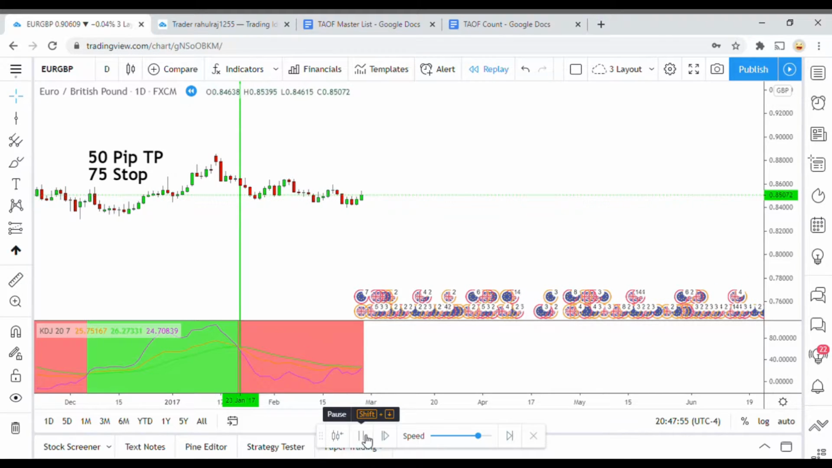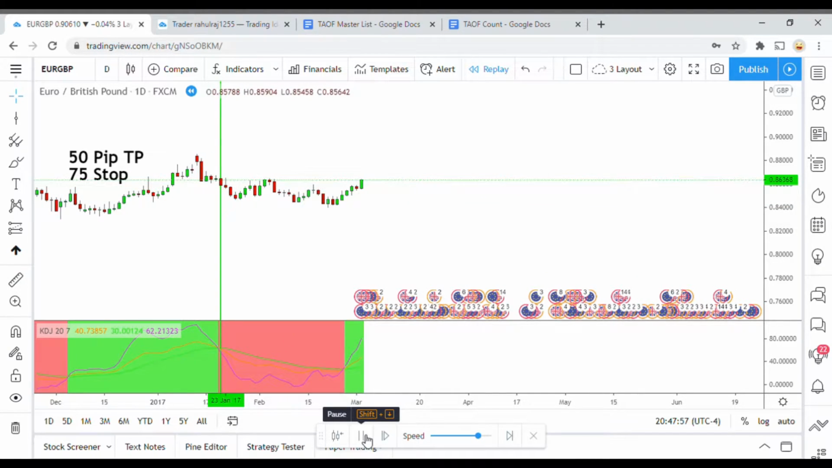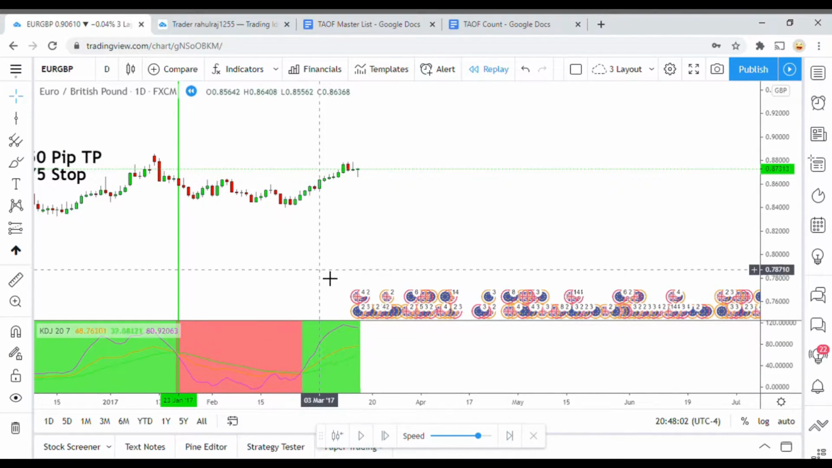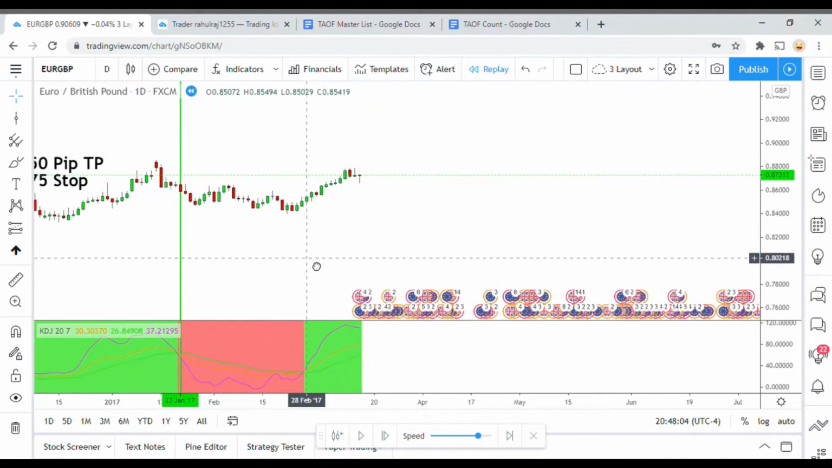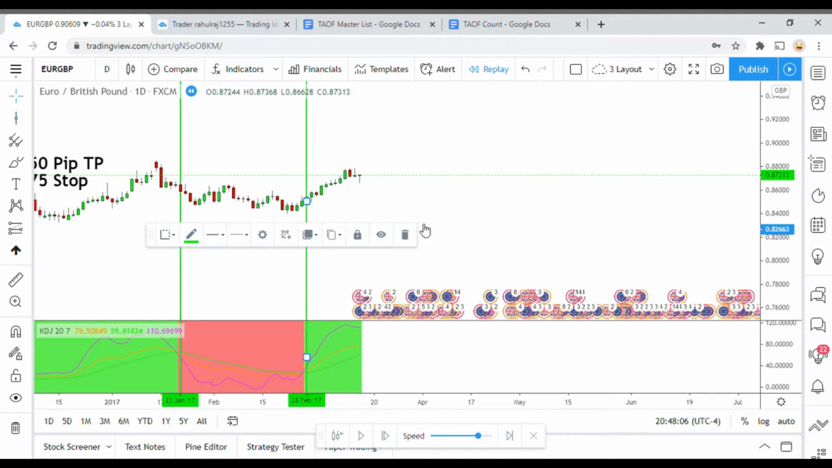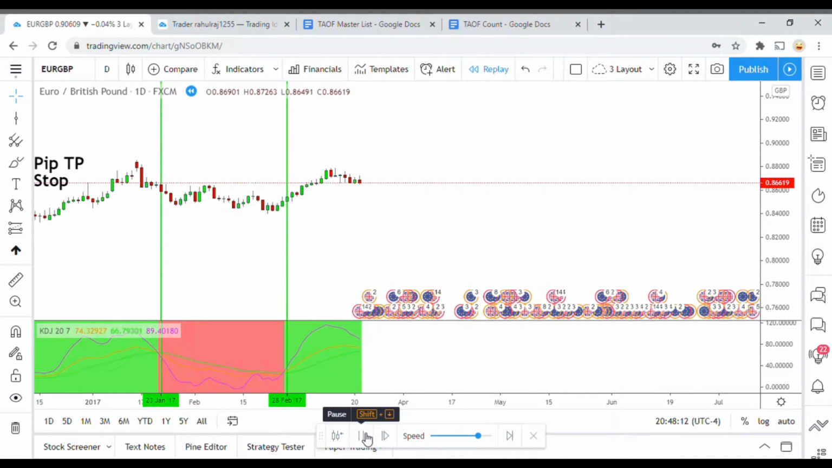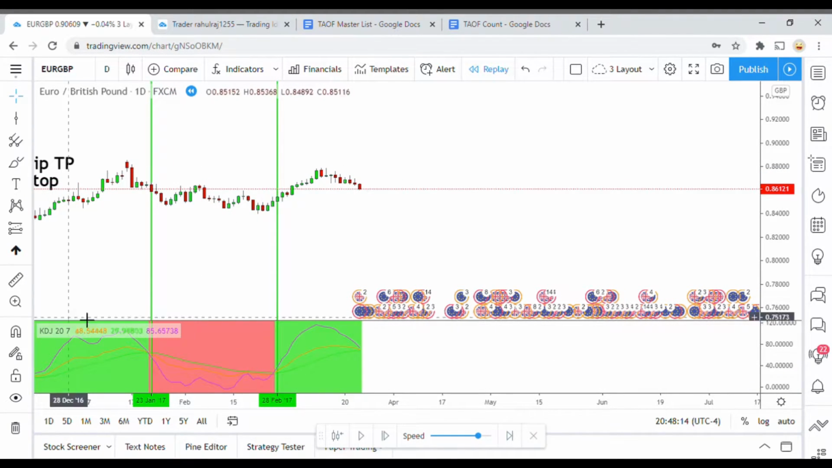Moving on to the next one now. Plugging along here. We pick up a long signal right there. This looks to be a series of possibly moving averages. I'm not really sure. Again, it's the KDJ.